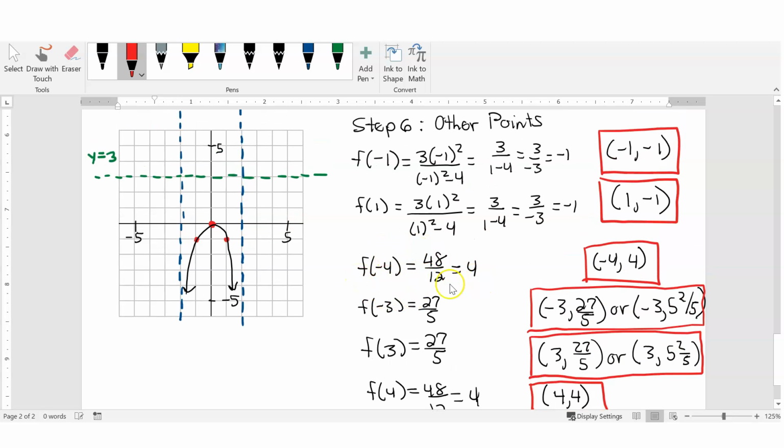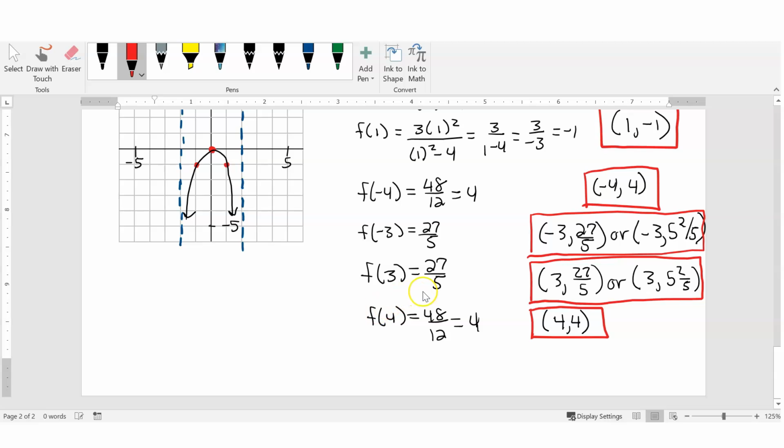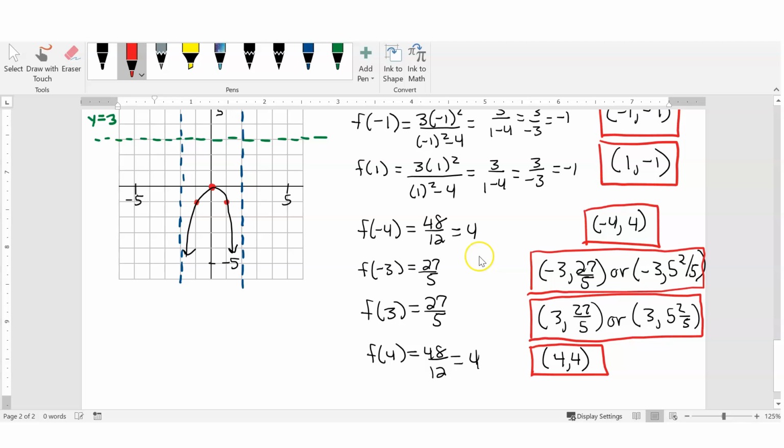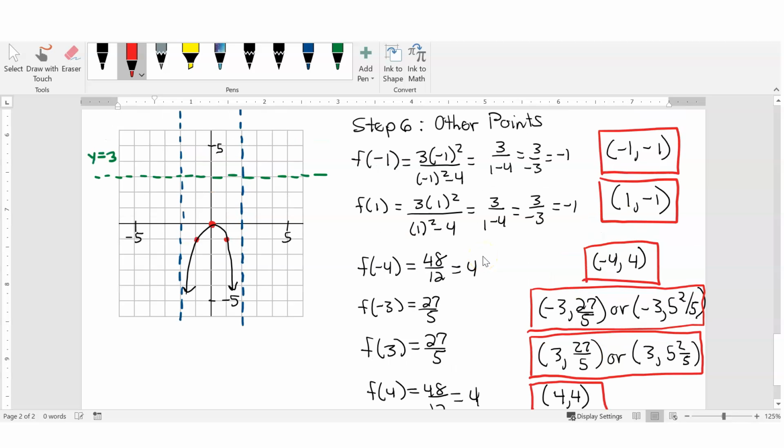Now, I'm going to show you the calculations for x's minus 4, minus 3, and 3 and 4. But remember, due to the y-axis or even symmetry, you really only need to do one set of these. For instance, if I evaluate f of 3, that's 27/5, or that's 5 2/5 in mixed number format, and f of 4 is 4, I'll get that coordinate point of 4 and 4. Notice you'll get the same y values for the negatives on the other side due to that symmetry.